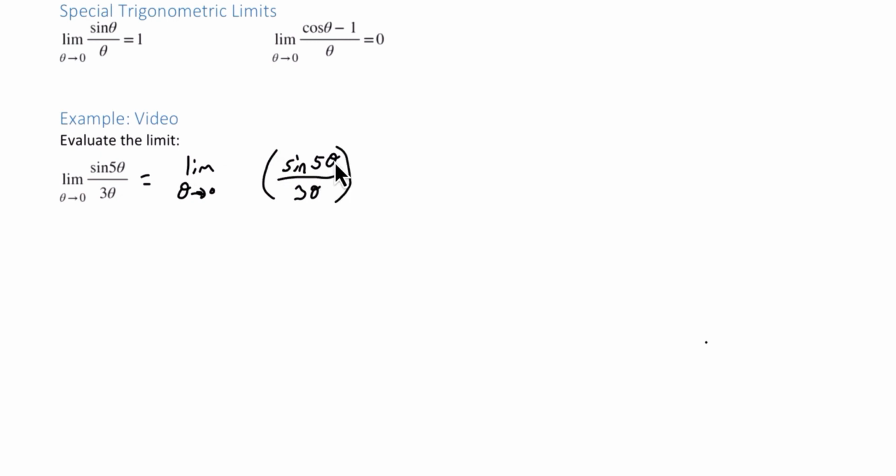Again, we want the argument, which is 5 theta, to appear in the denominator, which means we need a 5 in the denominator. To do that, we'll simply multiply the denominator by 5. But if we do it in the bottom, we've got to do it in the top as well. We've got to put that 5 in the numerator. So we are essentially multiplying by 1, which doesn't change the value of our limit, it just changes what it looks like.